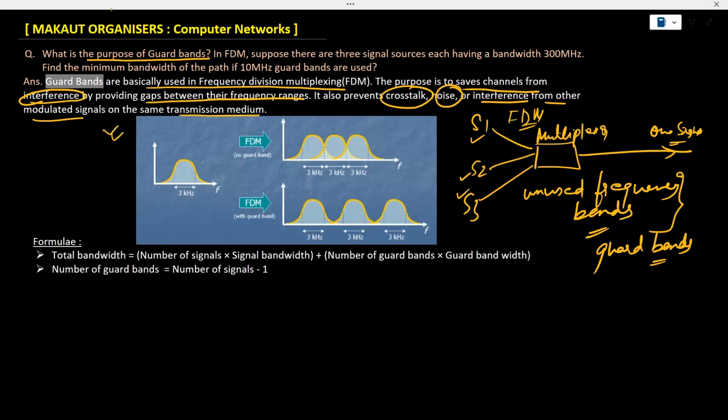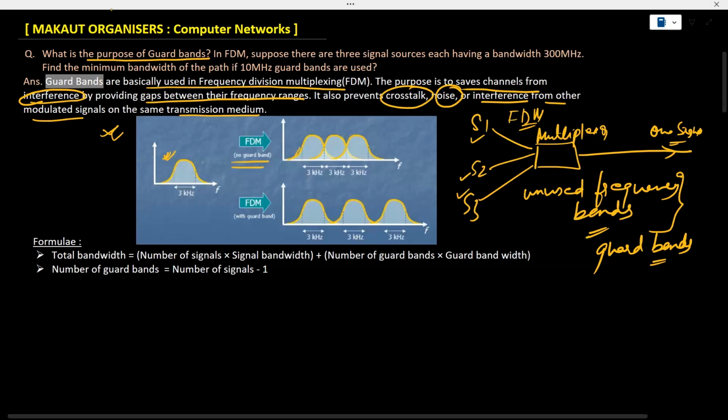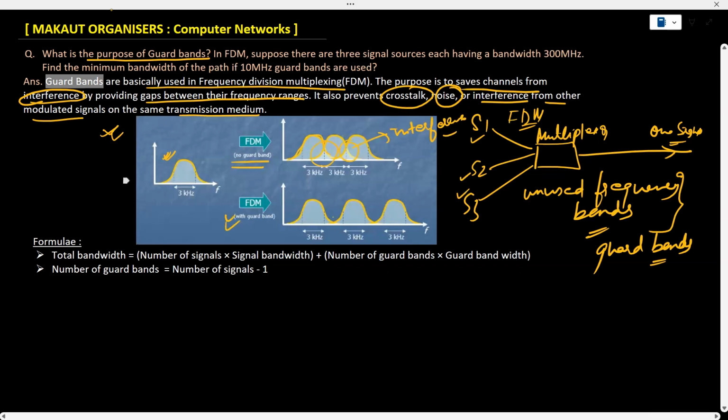So if we see this figure, or we can draw this figure in the exam also. This is the frequency, or this is the signal. When no guard bands are used, we can see there is one signal, another signal, and these are overlapping. Overlapping means there is interference. But when guard bands are used, we can see this is one proper signal, another signal, another signal. We can see this is 3 kilohertz, and in between these two, this part is a guard band. We have introduced an unused frequency band. In between these two signals also, we can see this part. This part is called a guard band.